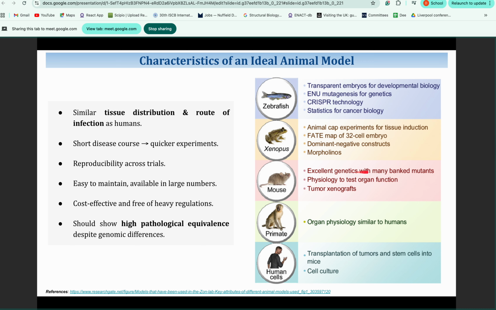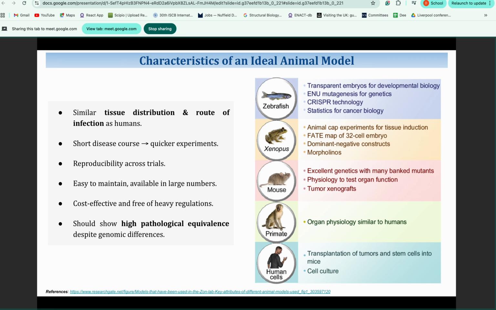Then mouse, it has excellent genetics with many banked mutants, physiology to test the organ functions, and tumor xenografts. If we talk about primates, the organ physiology is similar to humans, so that is the most advantageous thing about primates. And if we talk about human cells such as cell lines or cell cultures, transplantation of tumors and stem cells into the mice and cell culture can be done from the human cells. So these are some of the properties mentioned about each of these organisms, and these are the characteristics to consider when selecting which animal model will be more ideal.